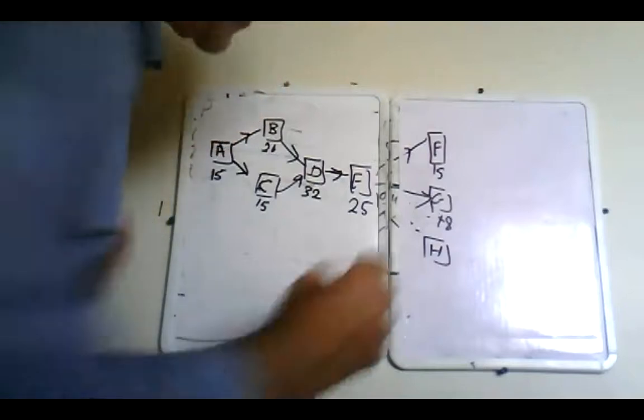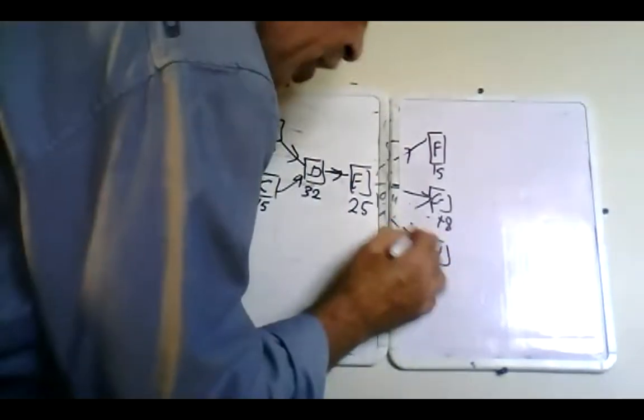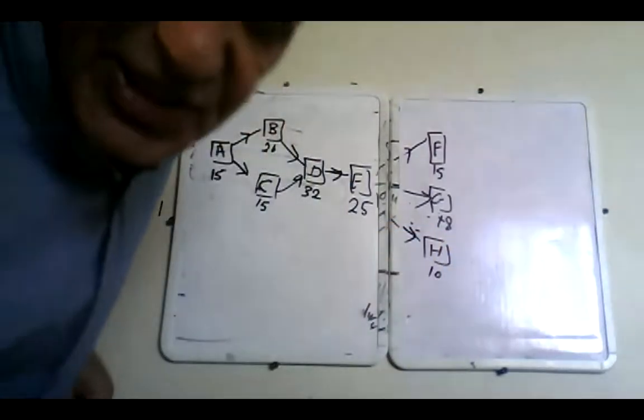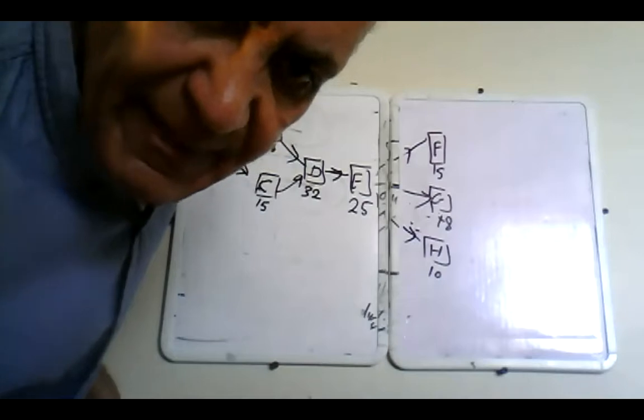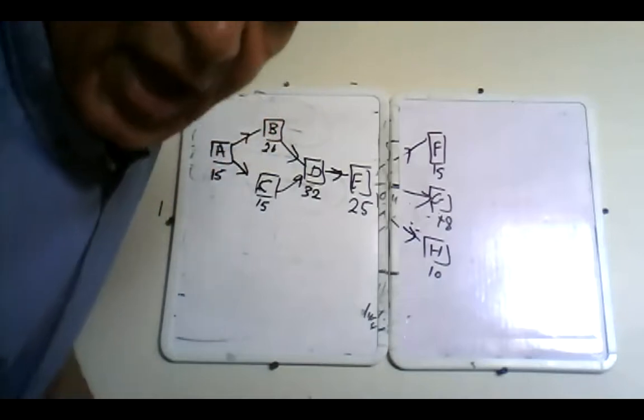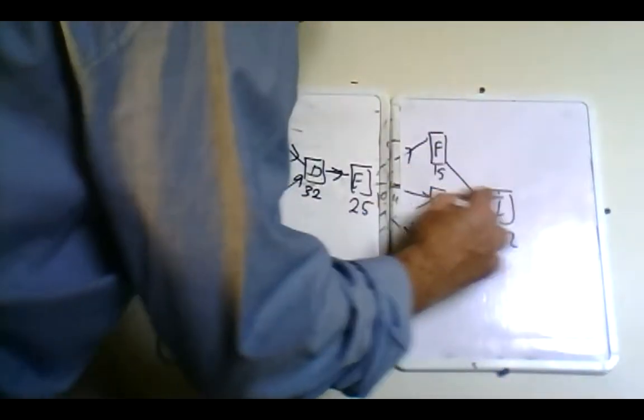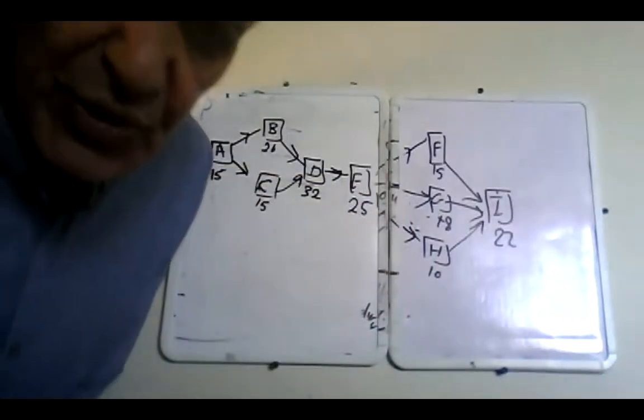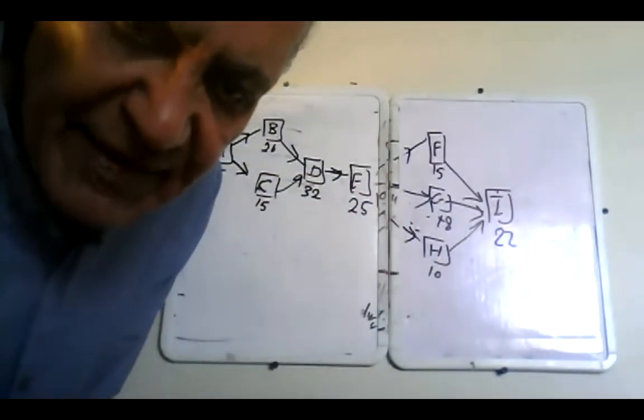H is, how much is H? 10. And it is also exceeded by E. The stage H is exceeded by E. Then I is 22, and I is exceeded by 3 of them: F, G, and H.